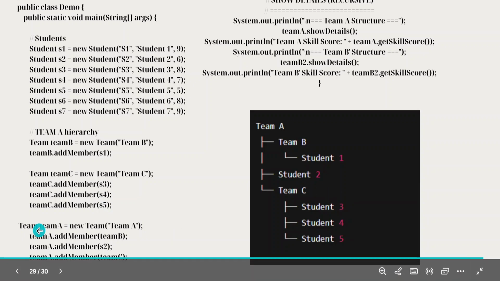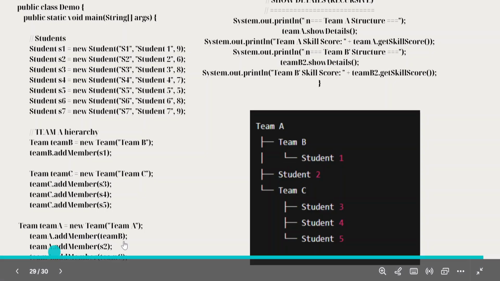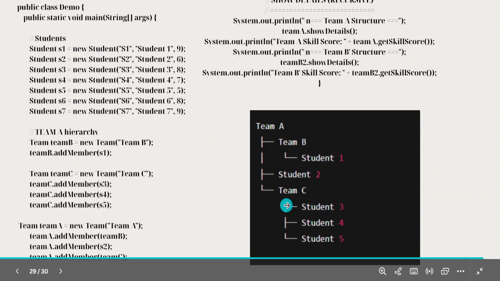And then team A again will create an object, and team A will add team B. So obviously, in team A's hierarchy will come team B, and after team B we will have this student one, and then team A will have student two as an independent member. So team A will have this student two, and then team A will have a member known as team C. So team A will also have member team C. Now team C will have, as it is a sub member, these students as sub members of team A. So team C will have students S3, S4, and S5.